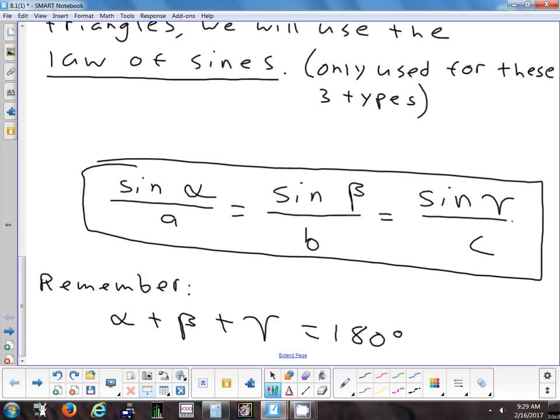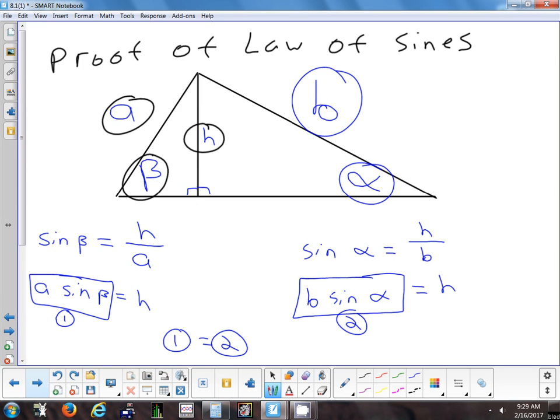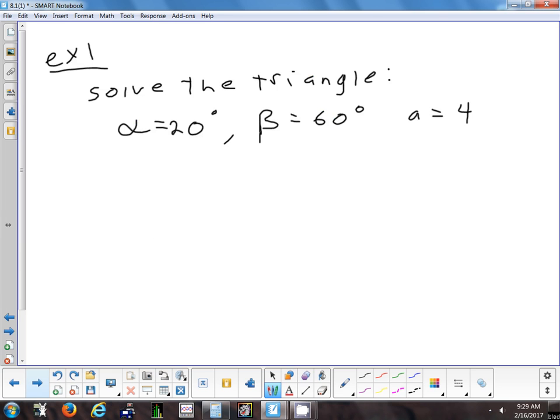But Pythagorean theorem we can't use, and we can't really use anything else. So we're going to stick with using this law. I mean, it's pretty easy to remember. It's all fractions. And alpha goes with a, beta goes with b, gamma goes with c. Let's look at an example. Okay, so they want us to solve that triangle.